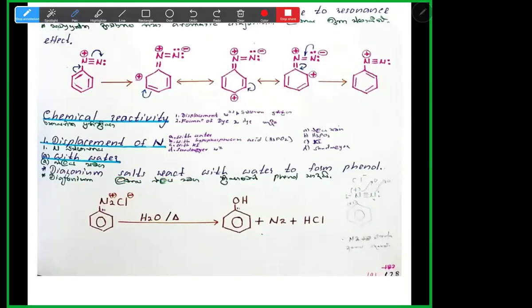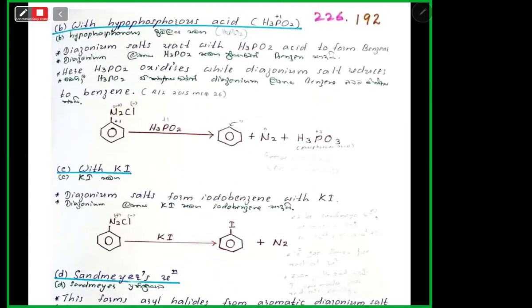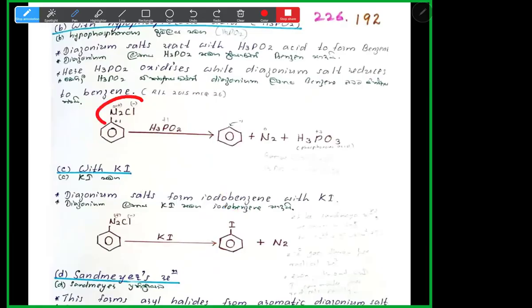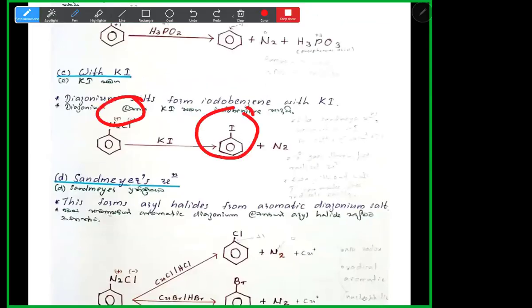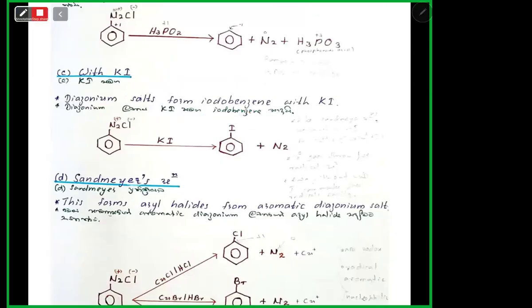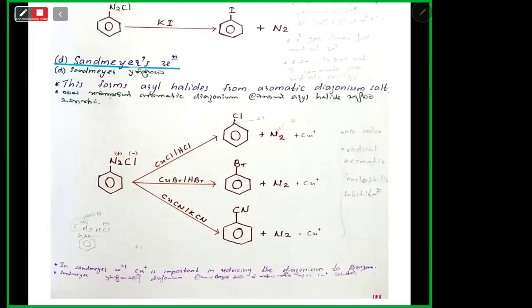One reaction is the displacement. N2Cl gets away and is displaced by OH by addition of hot water. Or the next one, with H3PO4, N2Cl gets away, making benzene. Potassium iodide, N2Cl is converted into iodine compound. This is the Sandmeyer reaction, he made these reactions with a catalyst. So they can make chloro, bromo and cyanobenzene.